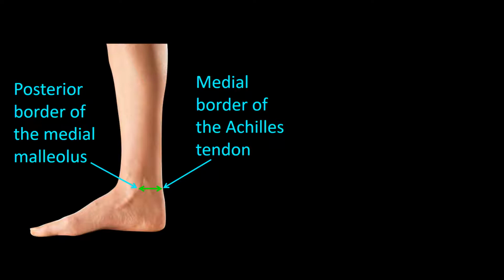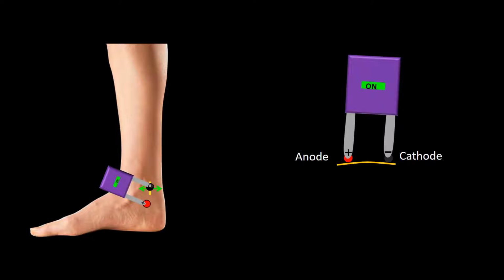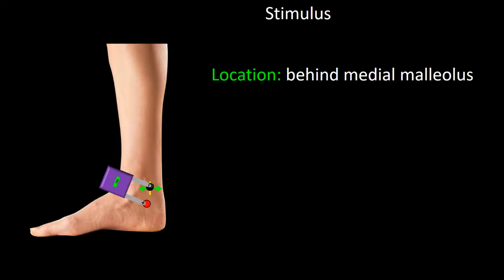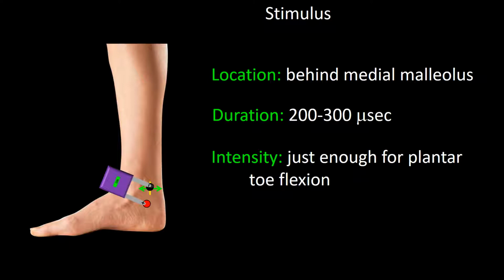Then, by drawing a line between these 2 points and placing a vertical line through the middle of the horizontal line previously drawn, and at the intersection of these 2 lines placing the cathode, the anode goes distally. So once the stimulus point is selected, the duration of the electrical square pulse should be set at 200 to 300 microseconds, and the intensity should be adjusted to produce a plantar flexion twitch, mainly of the big toe, which usually occurs at about 20 to 30 milliamps.